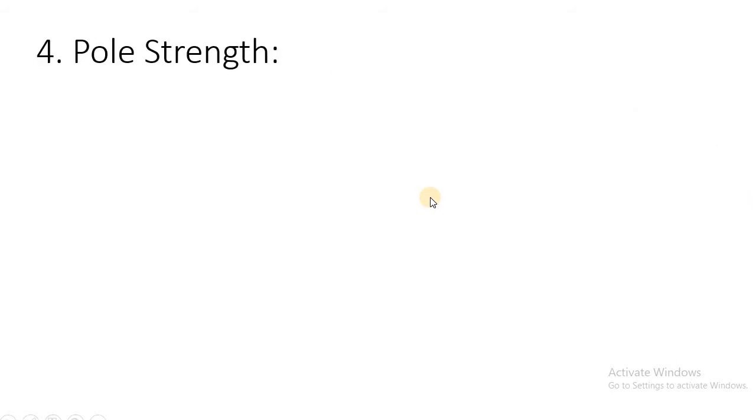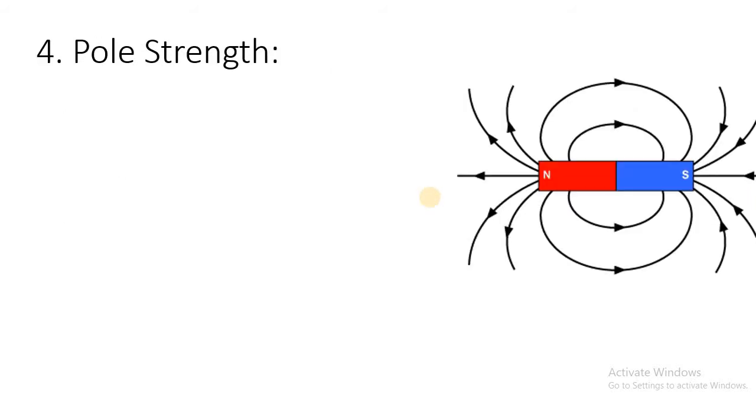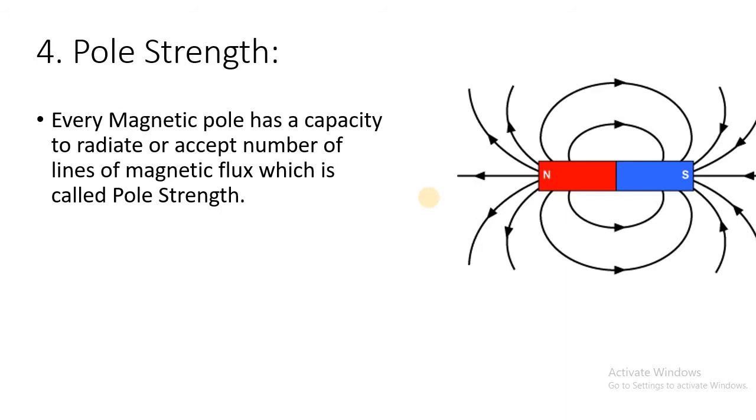Then we have seen the pole strength. Now what is the pole strength? Every magnetic pole has a capacity to radiate or accept a number of lines of magnetic flux, which is called the pole strength. So the N pole has radiating pole strength, and the S pole has accepting pole strength. The N pole always radiates and the S pole always accepts.